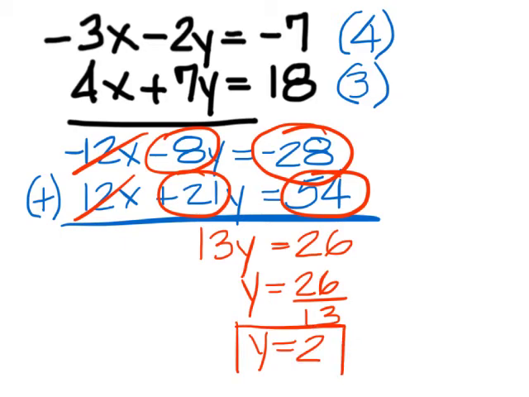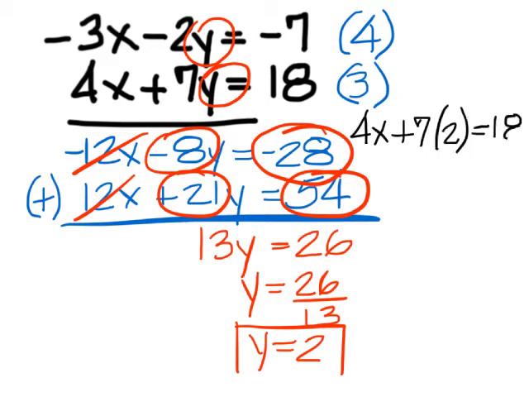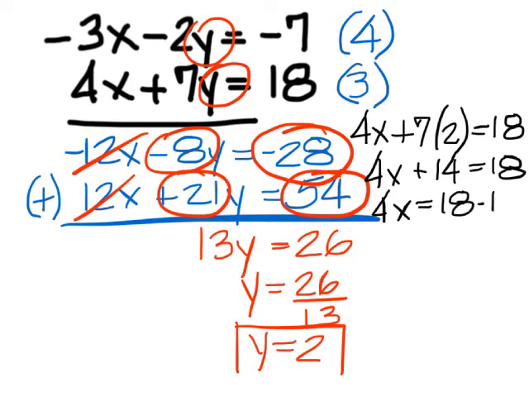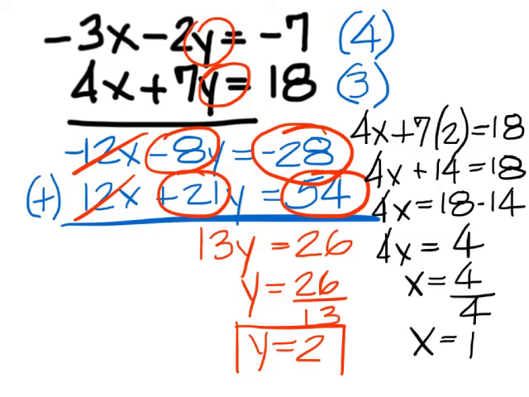Now with that 2, I can plug it in to this y or this one. Whichever equation you think is easiest, that's the one you can use. I'm going to use the bottom one. So 4x plus 7 times 2 instead of y. Simplify that to get 14. Move it to the right side. Change the operation. Simplify to get 4. Divide by the 4 from the left, and you get a 1. Write the final answer as 1, 2.